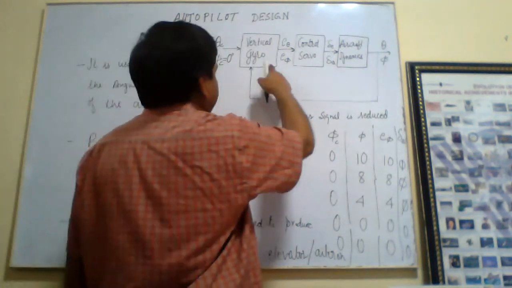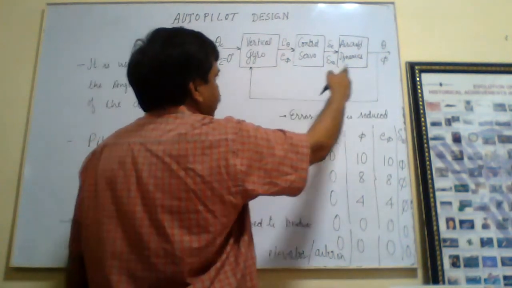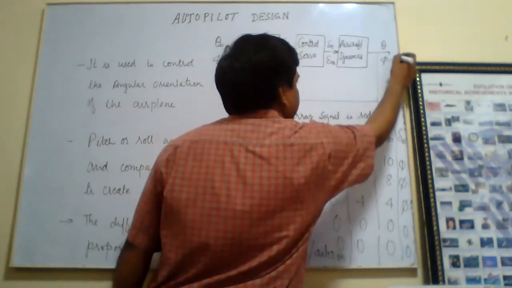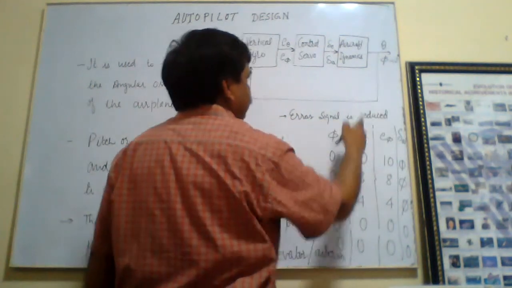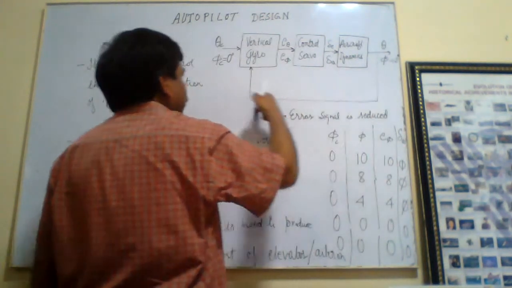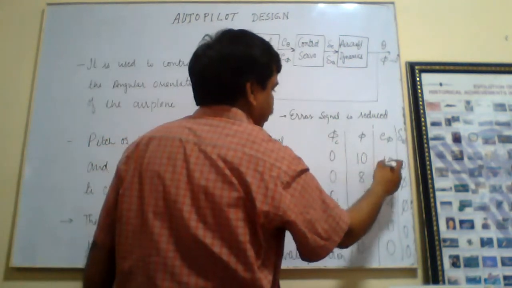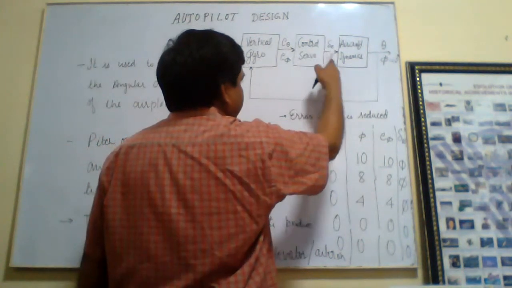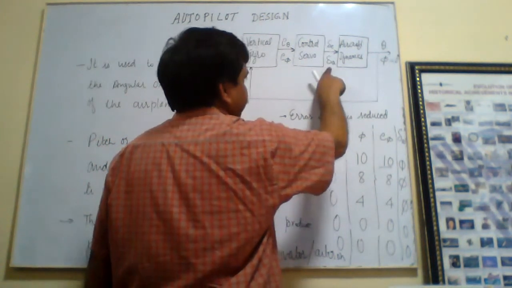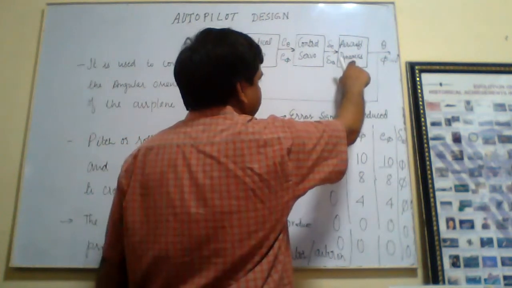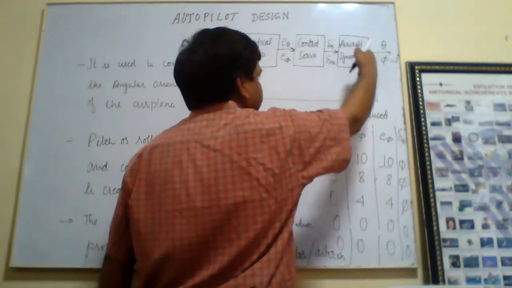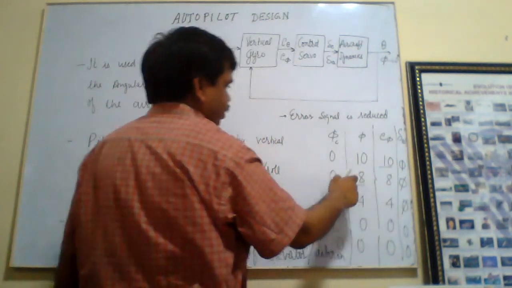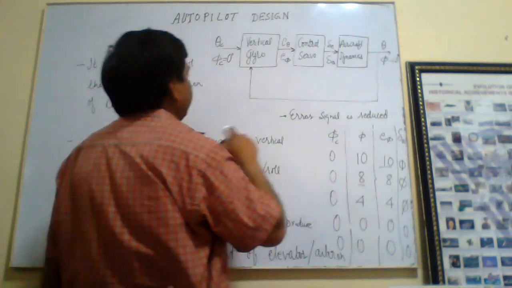Corresponding to that, the vertical gyro, and if there is, let's say, a 10 degree bank angle, the vertical gyro will give an error. Corresponding to the error, the control servos will deflect the aileron, and according to the aileron deflection, the aircraft will behave as per its dynamics, and there will be a reduced bank angle.